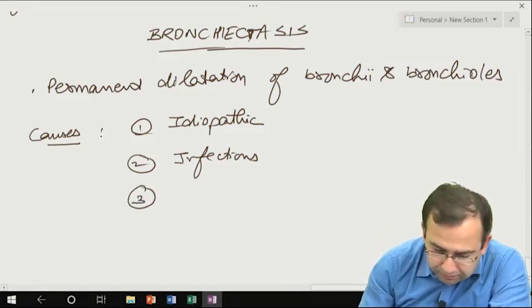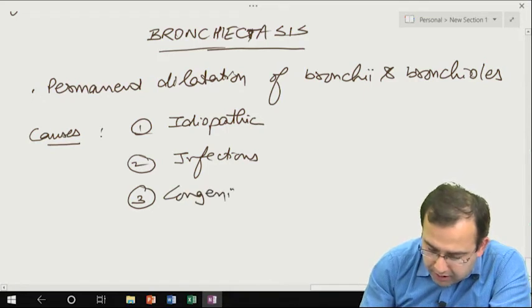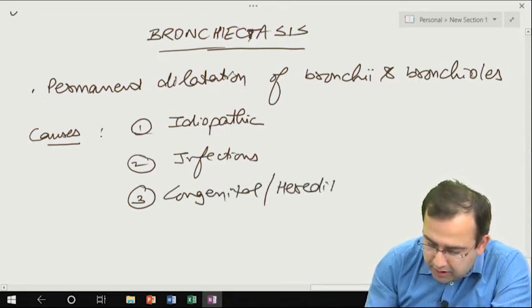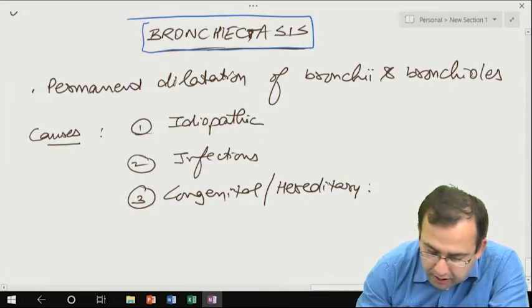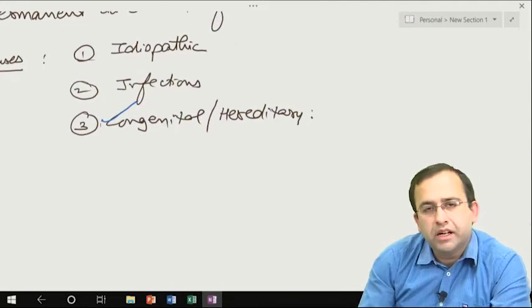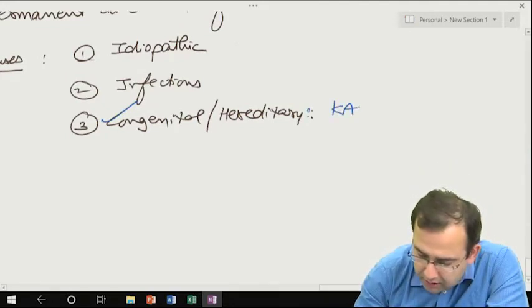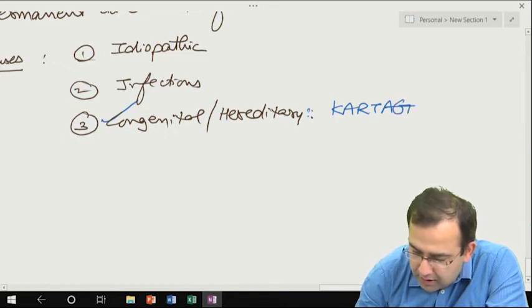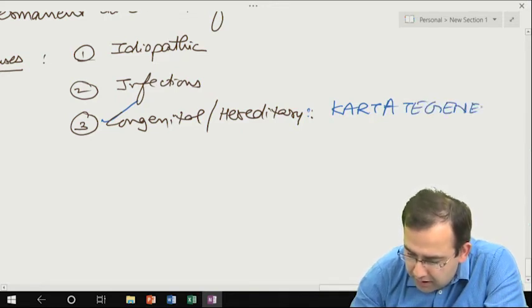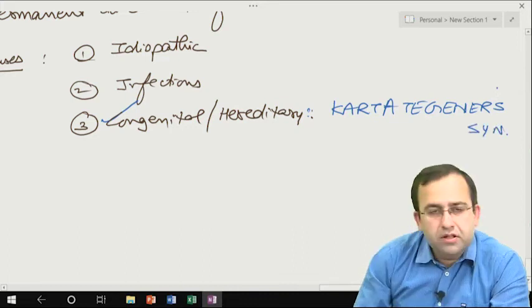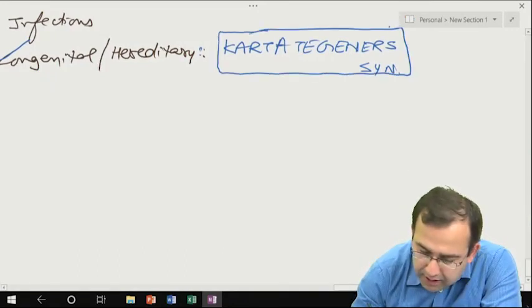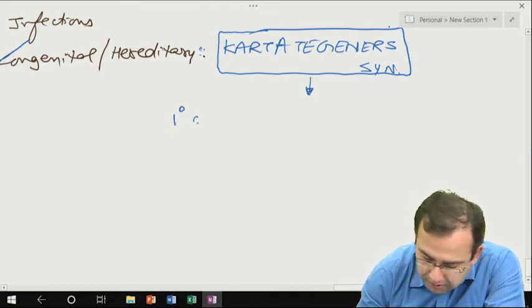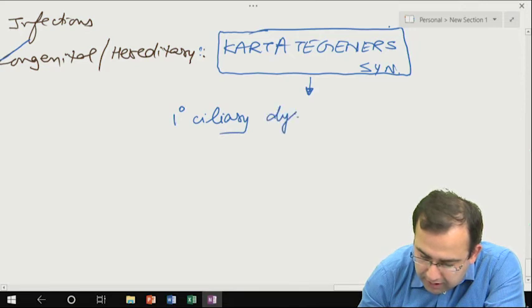Important is congenital or hereditary conditions. This is the only word I am concerned with in bronchiectasis. And the congenital disease associated with bronchiectasis is Kartagener's syndrome. We did this in anatomy also in first year. Kartagener's syndrome is primary ciliary dyskinesia.